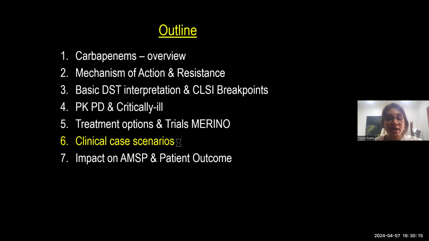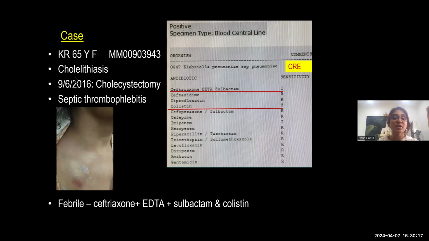A few case scenarios. This is a 65-year-old lady who had cholelithiasis and then underwent cholecystectomy, and then she developed septic thrombophlebitis. This was the blood culture from the central line, which grew Klebsiella pneumoniae. And here we see this is meropenem resistant and imipenem intermediate. This was colistin susceptible at that point. Now it will be intermediate.